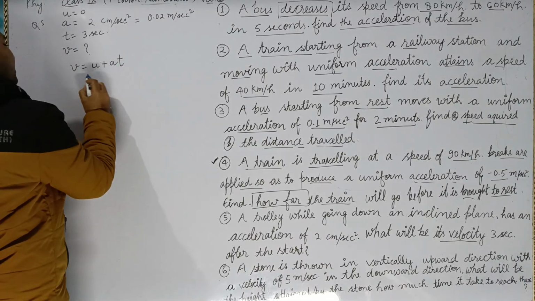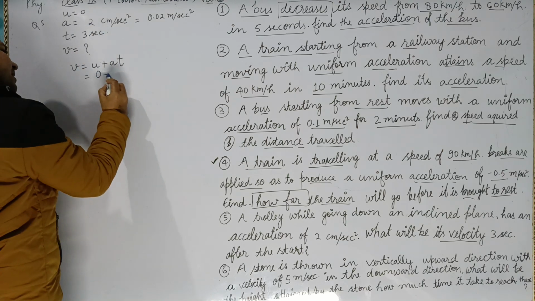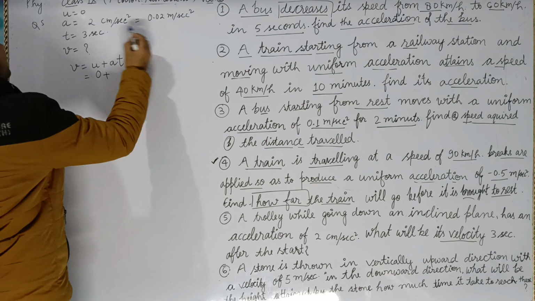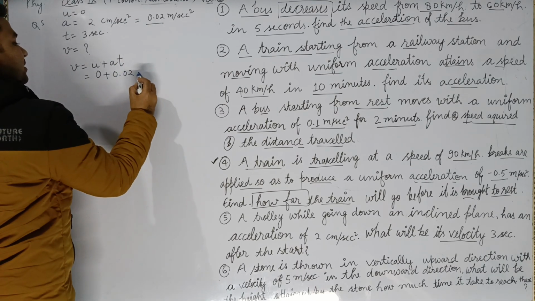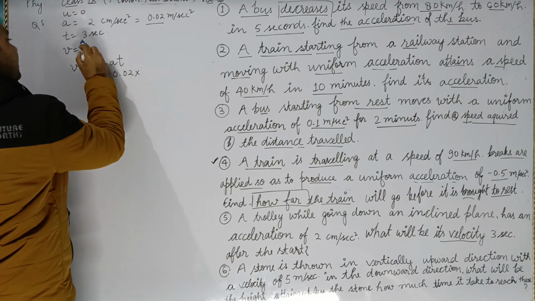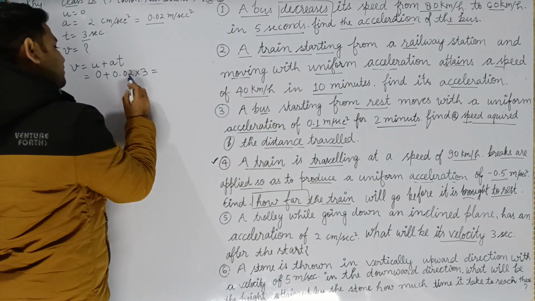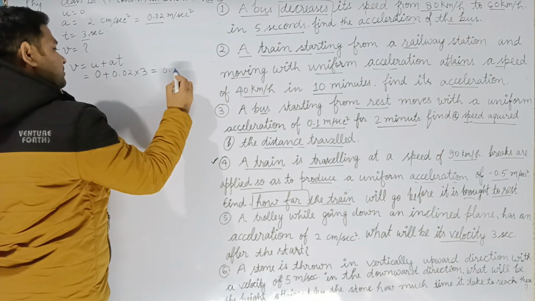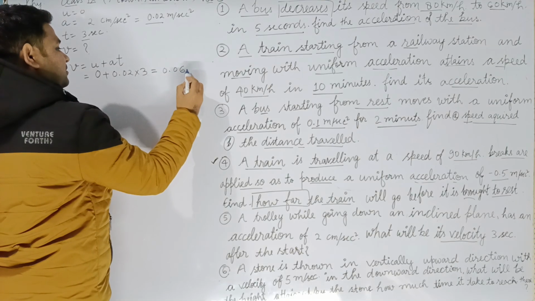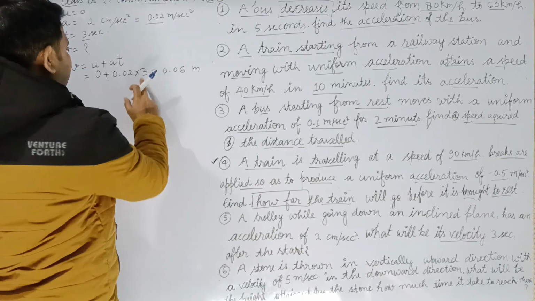Putting the values, initial velocity u is equal to 0, acceleration is given as 0.02 meter per second square, and time is given as 3 seconds. We multiply 3 times 2, which is 6, so the velocity is 0.06 meter per second.